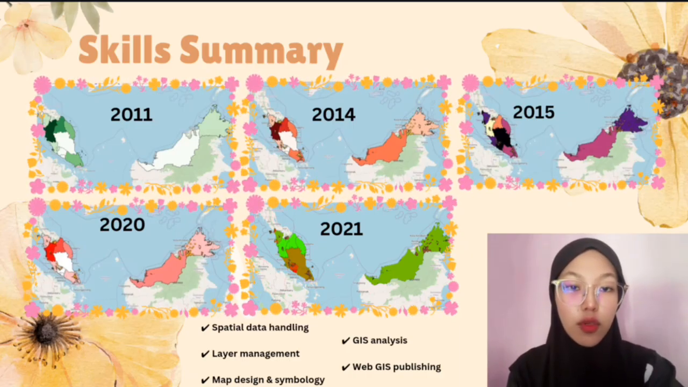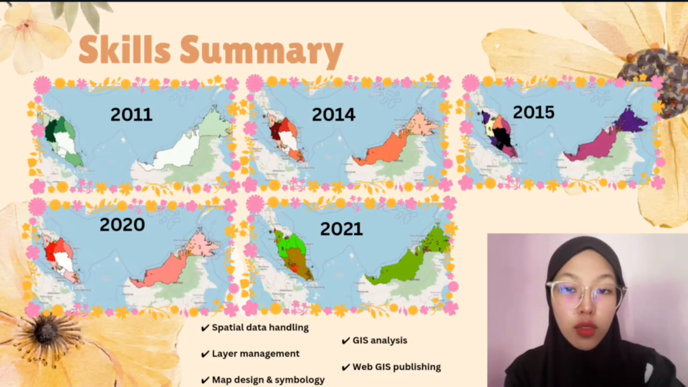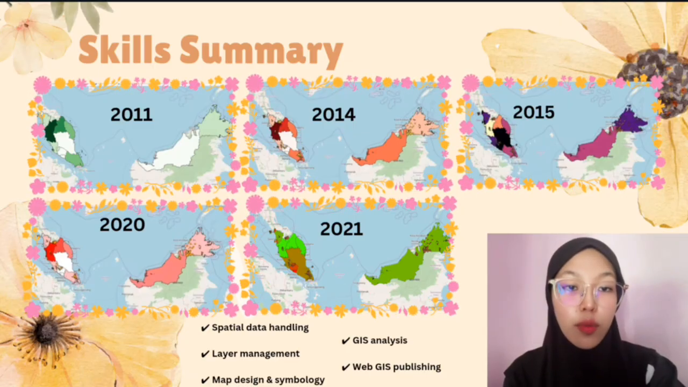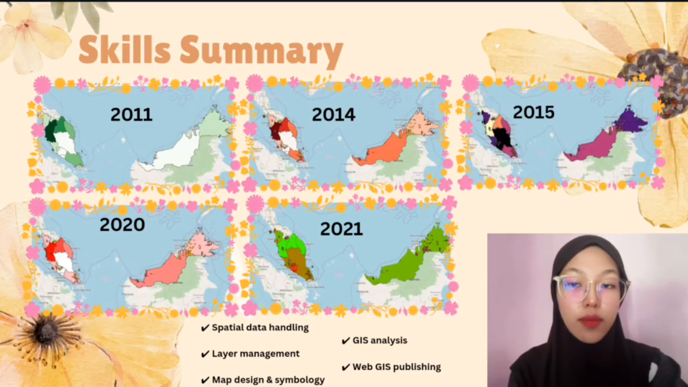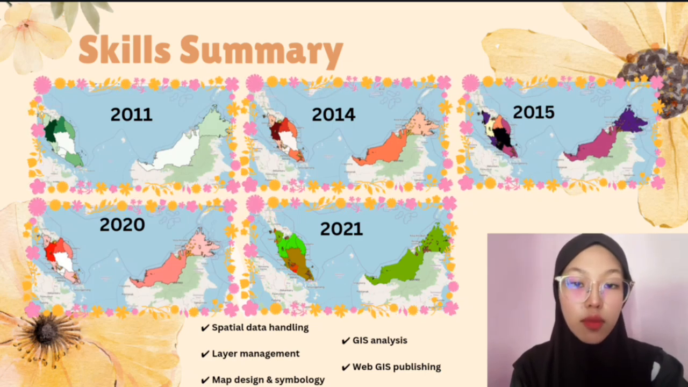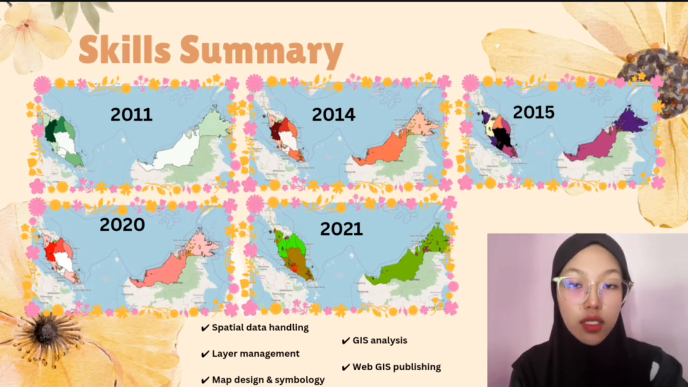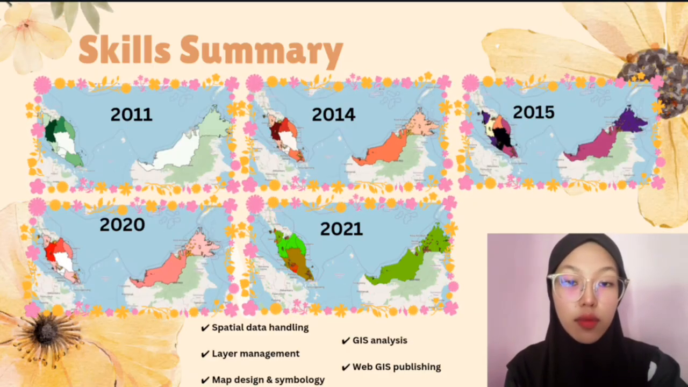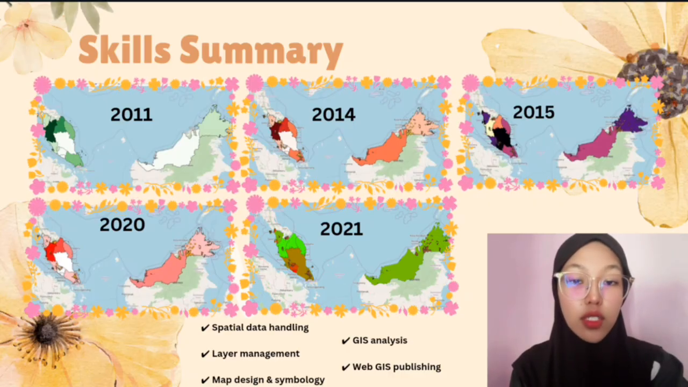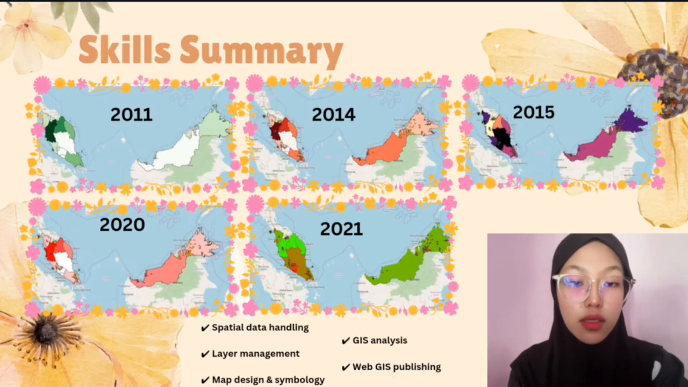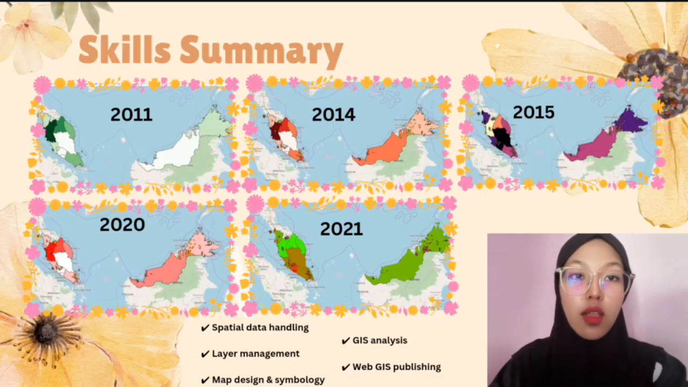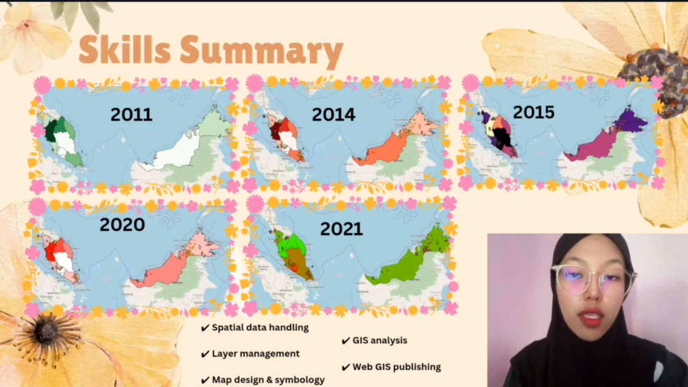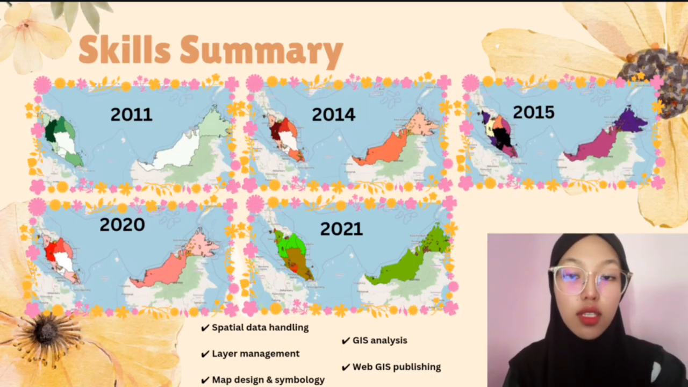The map shows spatial data from different years ranging from 2011 to 2021, which allows comparison of spatial change over time. Using QGIS, I managed multiple layers and applied consistent symbology across all maps. QGIS analysis was used to identify spatial patterns and differences between years. Finally, the results were presented through a web map simulation. Overall, this project strengthened my QGIS skills and enhanced my understanding of spatial data visualization and analysis.